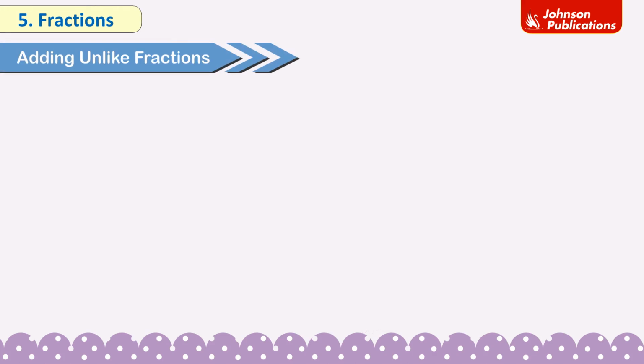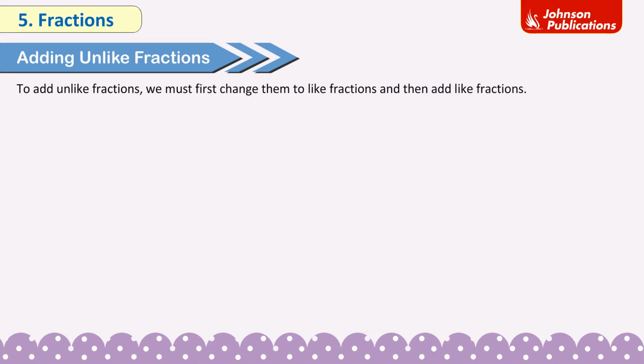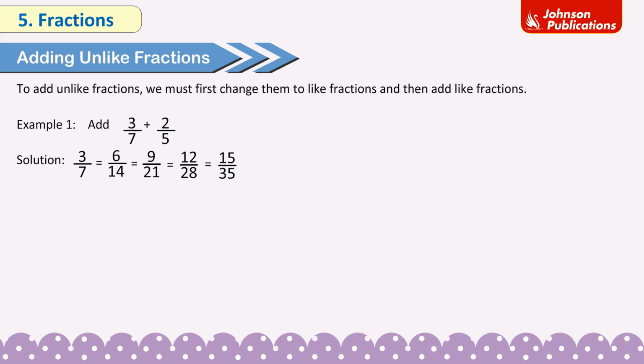Adding unlike fractions. To add unlike fractions, we must first change them to like fractions and then add like fractions. Example 1. Add 3/7 plus 2/5. Solution. 3/7 is equal to 6/14, which is equal to 9/21, which is equal to 12/28, which is equal to 15/35.